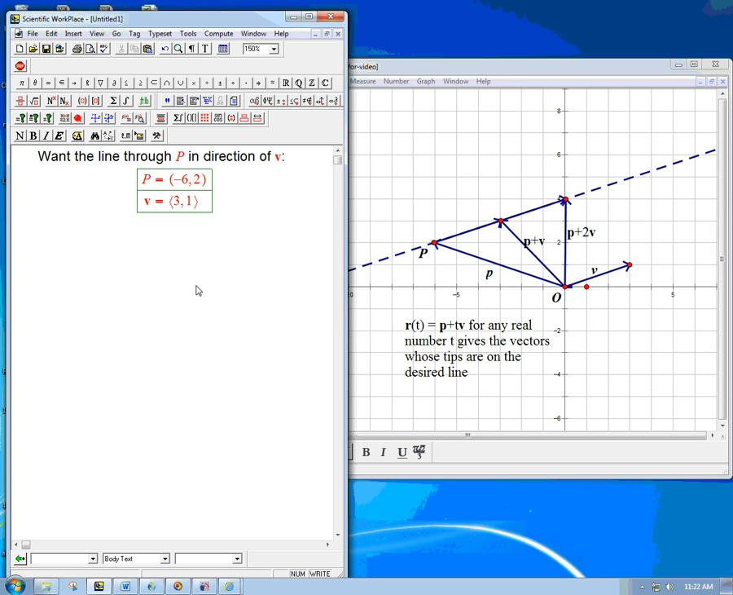Here's an example of what I was talking about in the vector line intro video. When we've got a point and a vector and we want the line through that point in the direction of the vector. So here the point is minus 6 comma 2. The vector is 3 1.